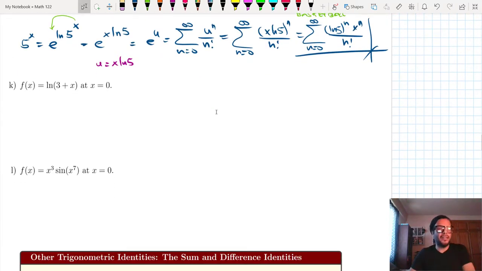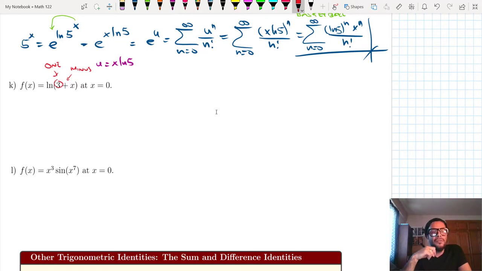Okay, letter K. So f of x equals ln of 3 plus x centered at 0. Okay, number one, two things. I need this to be a 1. And I need this to be a minus. Okay, so there's two things I need to do.